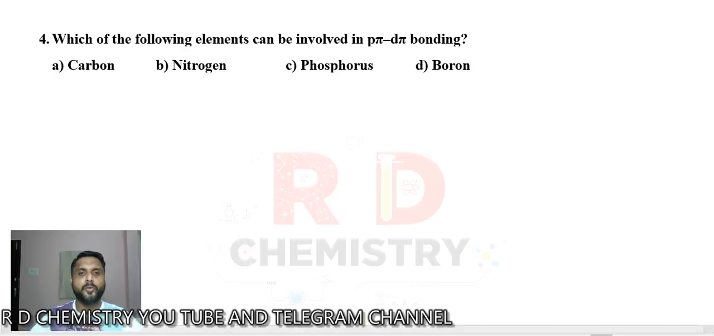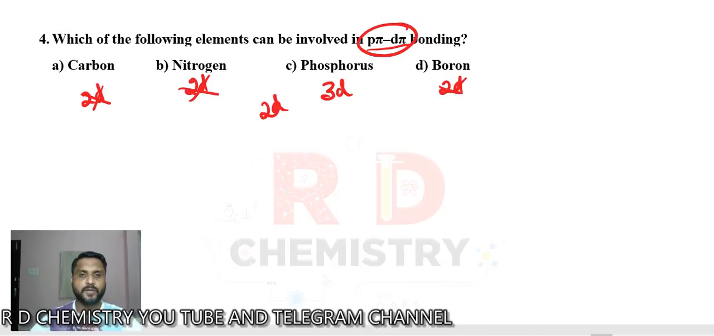Question number 4. Which of the following can be involved in p pi d pi bonding? That means a p orbital should be there and a d orbital should be there. Phosphorus is the one which contains 3d orbitals. Nitrogen's 2d orbitals are absent, because when you write the electron configuration, 2d doesn't come, 3d comes. So with hybridization, 3d can be involved and it can form the d pi p pi bond, right? So the answer is option C.